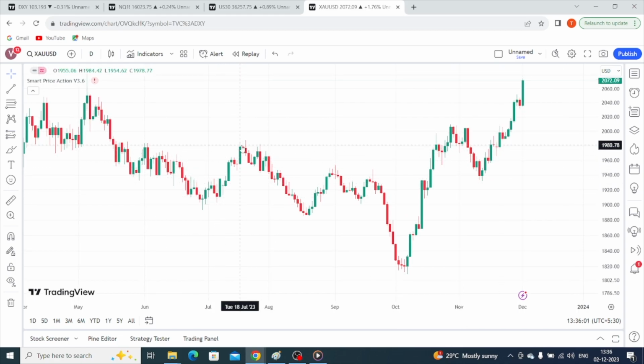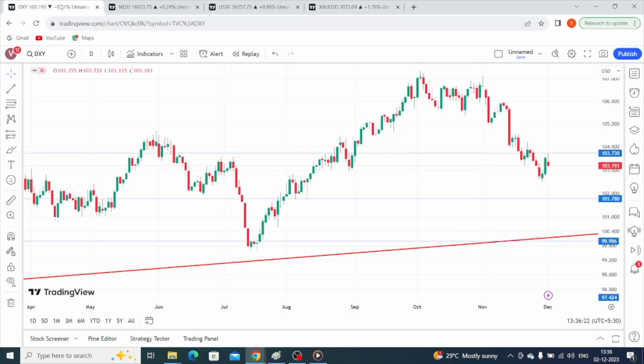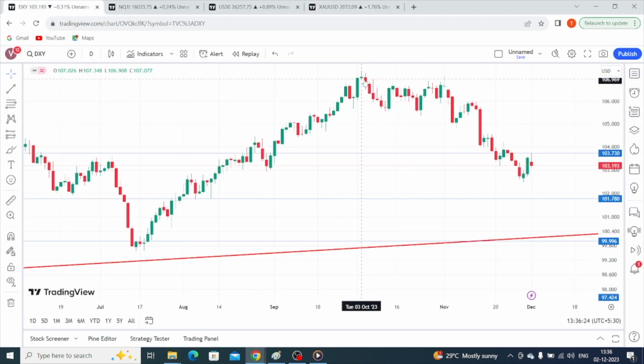So from this particular time, the dollar index went up and spot gold started to come down. From this level, that is 1976, it made a low around this level of 1810. Now what has happened in the recent past? In the recent past, the dollar has made a top around 4th of October 2023. Since then, it has started coming down, making lower highs and lower lows.